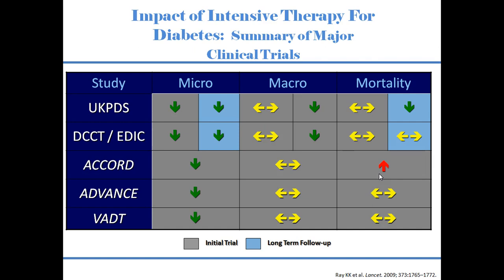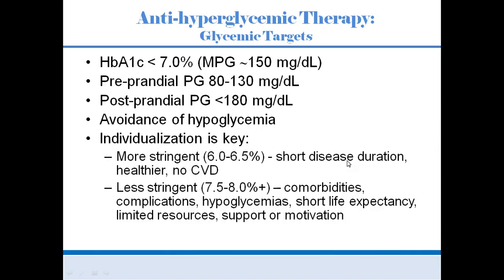So that's what we need to be very careful about. The main complication we have to be very careful about in these diabetic patients when we are intensifying therapy is hypoglycemia, because that can lead to increased mortality. So what are the anti-hyperglycemic therapy or glycemic targets?